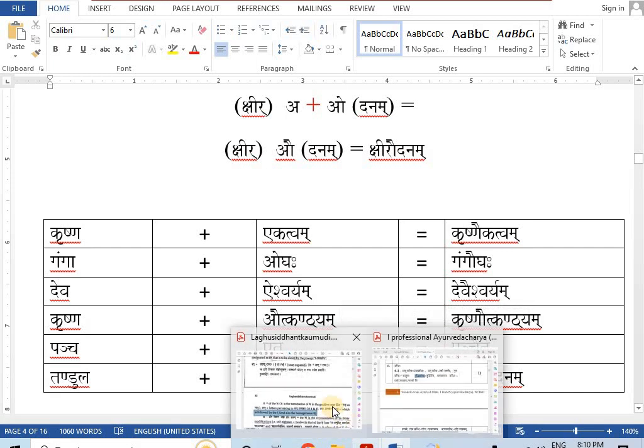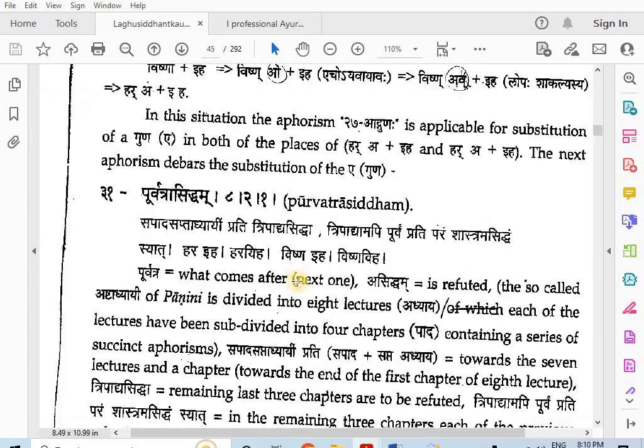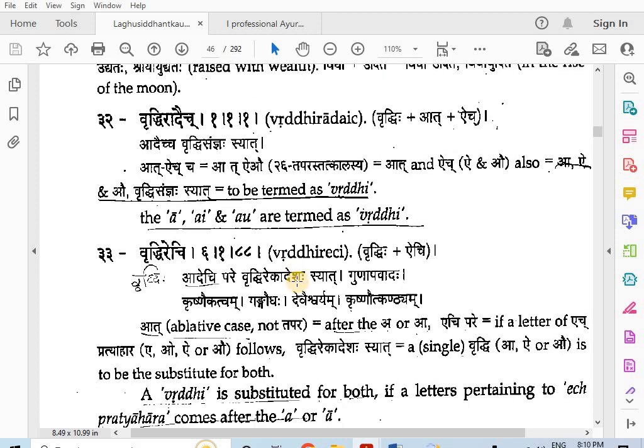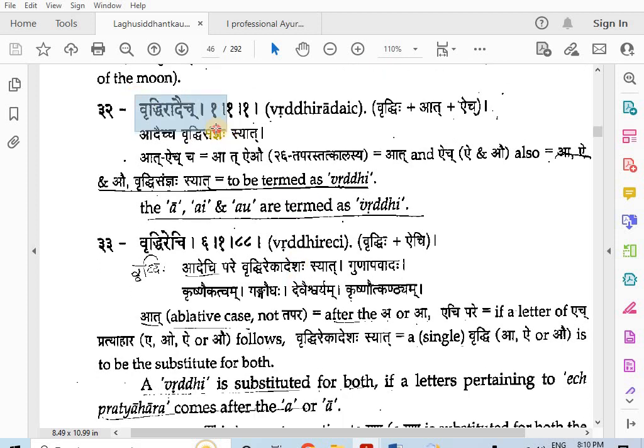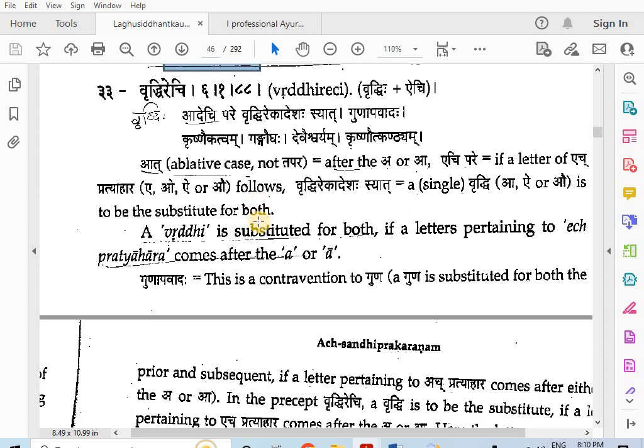vowels. Now if you see in the Laghu Siddhant Kaumudi, let me show you the Laghu Siddhant Kaumudi Sutra. Yeah, Vruddhi Radhe, this one is for Sangna, Vruddhi Sangna, that says this A, I and O are considered as Vruddhi Sangna. Now here you see Vruddhi Rechi Sutra, and here we have the rules that I explained to you. Vruddhi is the substitute for both if a letter pertaining to Ech Pratyahar, meaning the next word, comes after O or A. Ech Pratyahar, A, O, I, O comes after O or A, then both will be joined as Vruddhi.